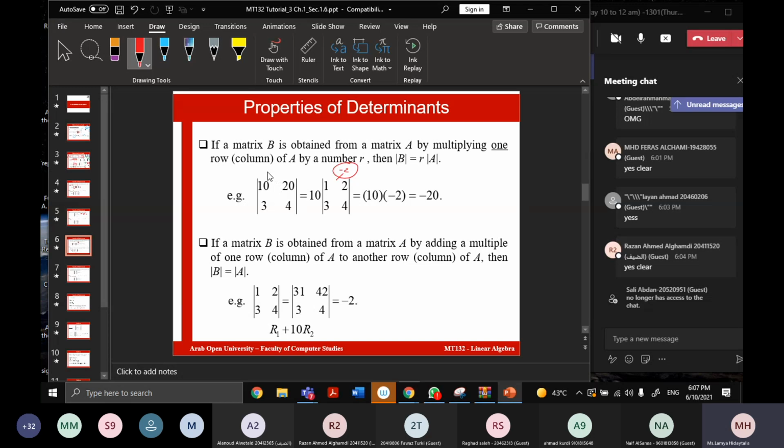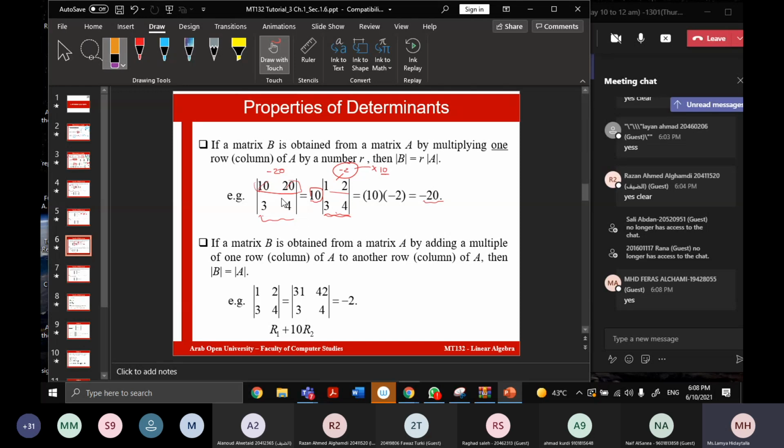But this one is minus 20. So when I multiply one row times 10, we found that the determinant is this value times 10. So multiplying one row by a number results in the determinant of the original matrix times 10. So it is minus 20. You got it? So this is the same as 10 multiplied by the determinant of the matrix, which is this one.